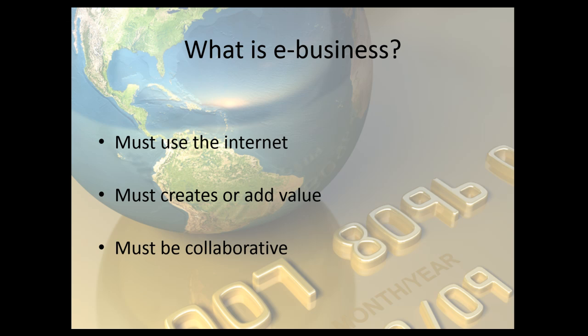E-business also has to be collaborative. What this means is there has to exist an exchange of information or knowledge between the parties that are involved. Information that is generated via the web has to be accessible internally in the organization, and vice versa. If the information really isn't accessible, then the process itself is more static as opposed to being dynamic, and therefore probably would not qualify as e-business.